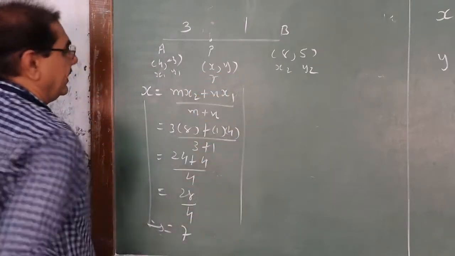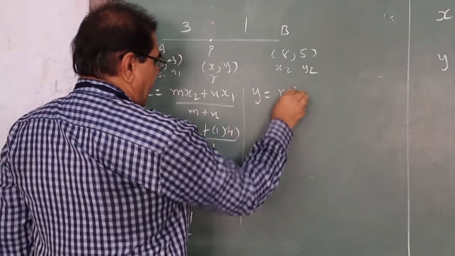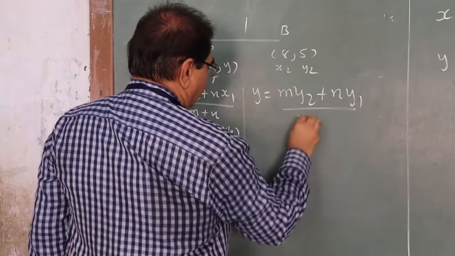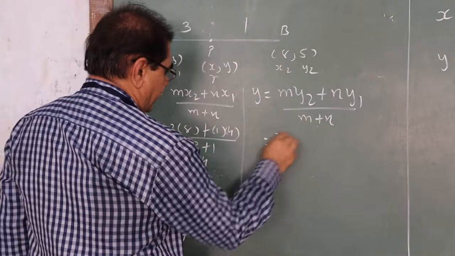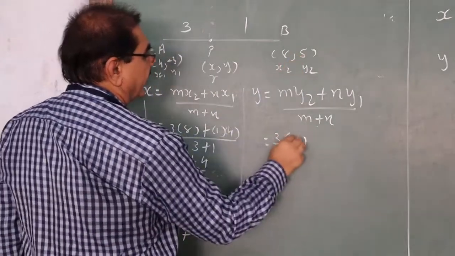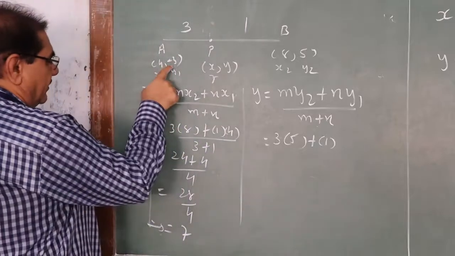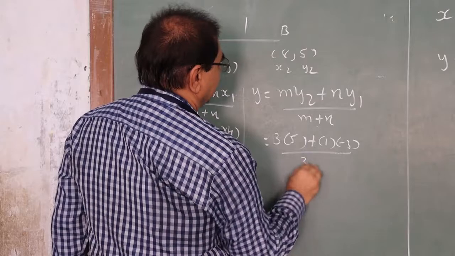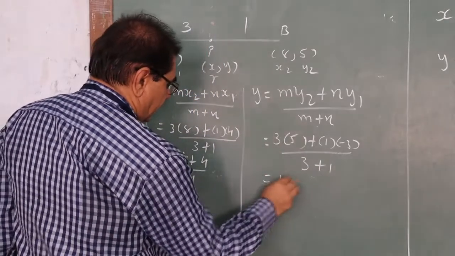Similarly, you can go for y using the same formula. y is equal to my2 plus ny1 whole upon m plus n. Okay, what is m? 3. What is y2? 5, n is 1. What is y1? Minus 3, whole upon 3 plus 1. m plus n is equal to 5 3s are 15.